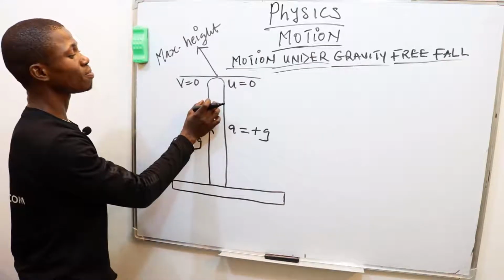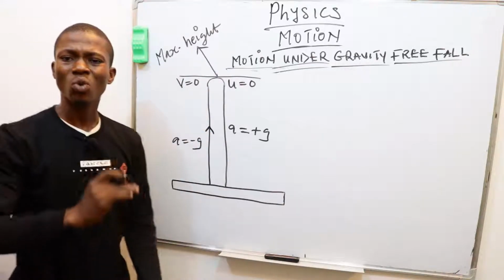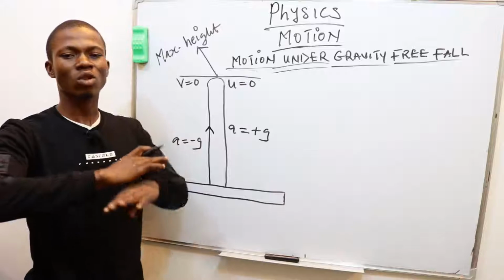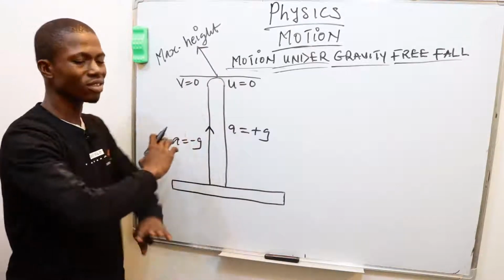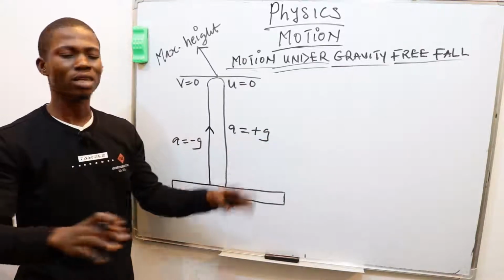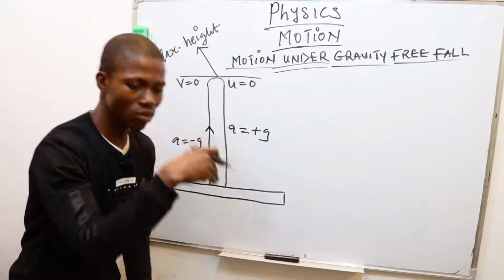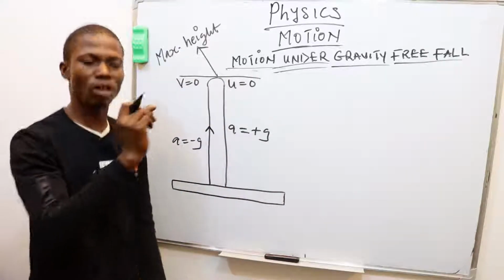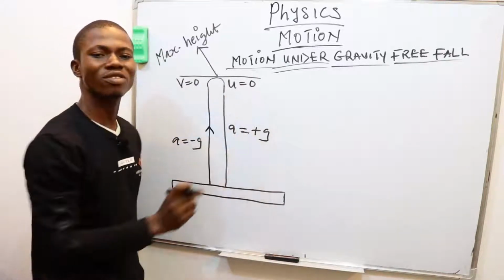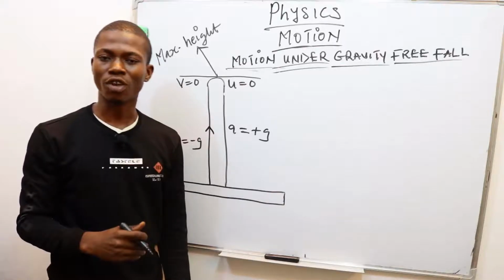It keeps losing its speed until this maximum point. When it comes to this maximum point, it has lost all its speed, and at this maximum point the final velocity is 0. No speed. At this maximum point, it will start to decline, to fall back. Before it starts falling back, the initial velocity is 0. Then it starts falling back.